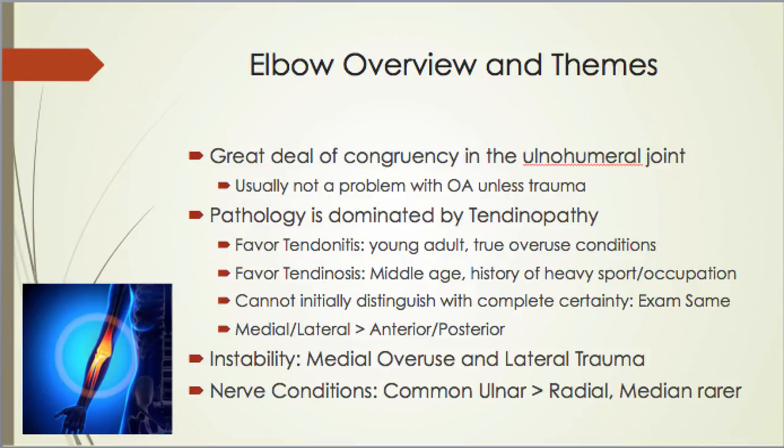Medial and lateral elbow joint problems are more common than anterior-posterior elbow problems. Instability medially is generally due to overuse, and laterally is due to trauma. We won't say much more than that with regard to the elbow. Nerve conditions, generally the ulnar nerve is more consistent or prominent than the radial nerve pathology, and median nerve pathology through the elbow is relatively uncommon.